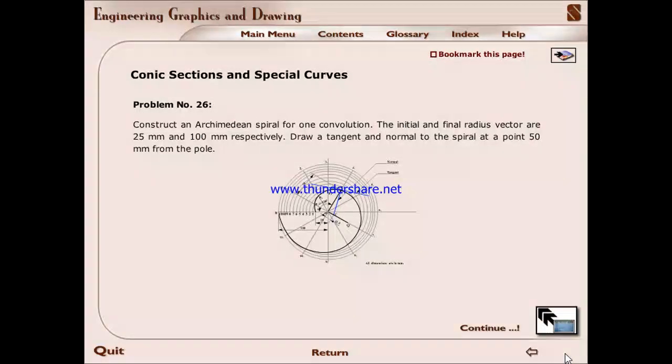Now in problem 26, construct an Archimedean spiral for one convolution. The initial and final radius vectors are 25 mm and 100 mm respectively. Draw a tangent and a normal to the spiral at a point 50 mm from the pole. Now let us draw.